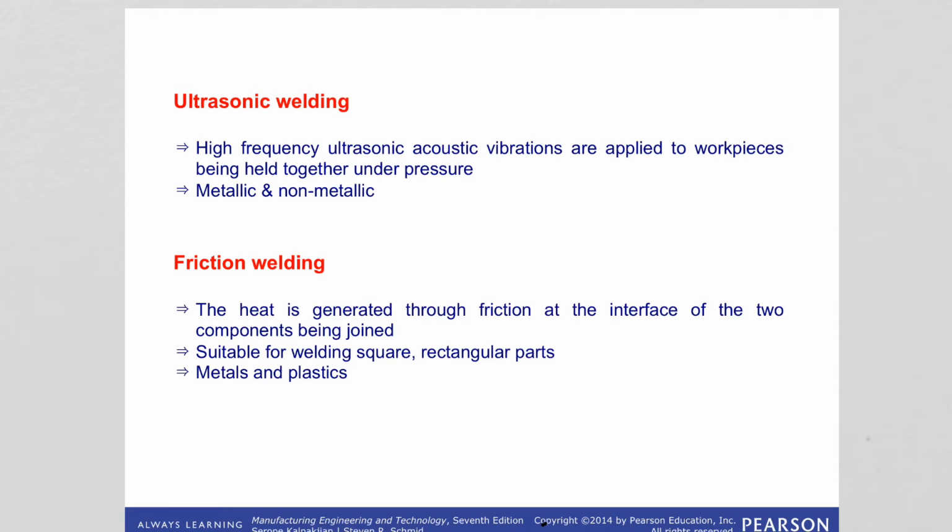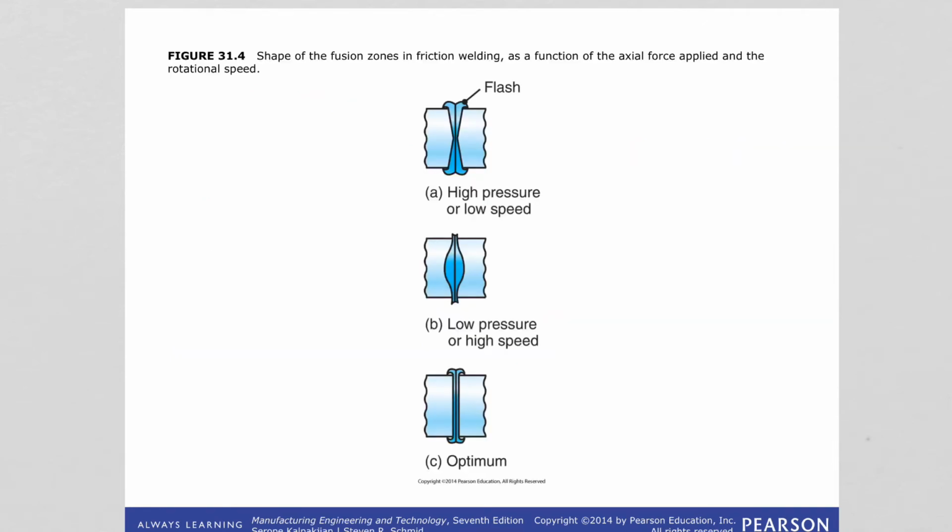This process is suitable for welding dissimilar metals with very different melting temperatures and physical properties, such as copper to aluminum, titanium to copper, nickel alloys to steel. Here we are seeing the formation of flash on the fusion zone as a function of axial force applied and the rotational speed. So you are seeing different types of flash forming.